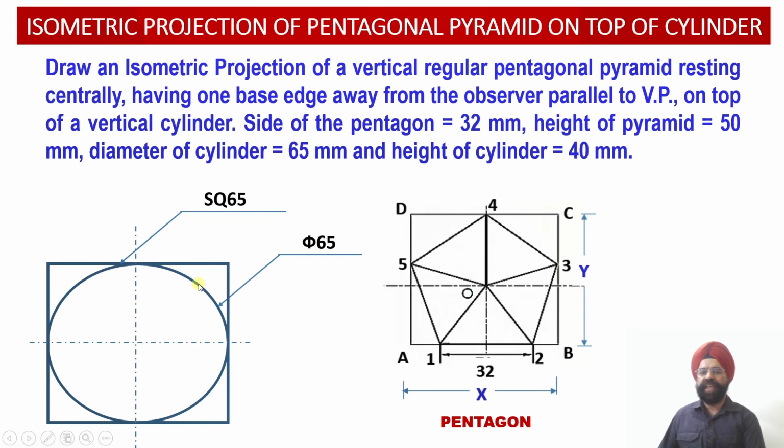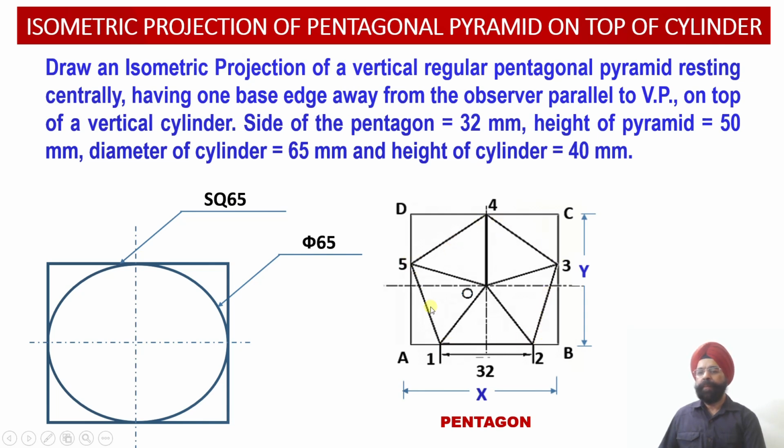So in order to draw this ellipse construction in the isometric projections, we need to inscribe this circle into a square, and the edge of the square will be equal to 65 millimeters. And since the cylinder is resting upright onto its base in the horizontal plane, this square will be drawn on the base, that is in the XZ plane over there, and the height of the cylinder will be marked as 40 millimeters.